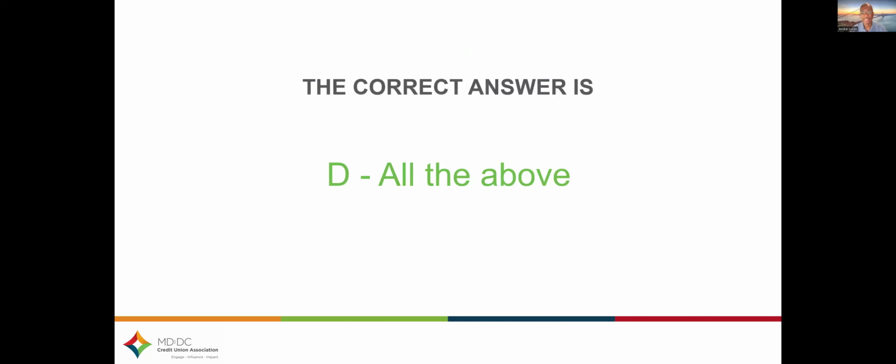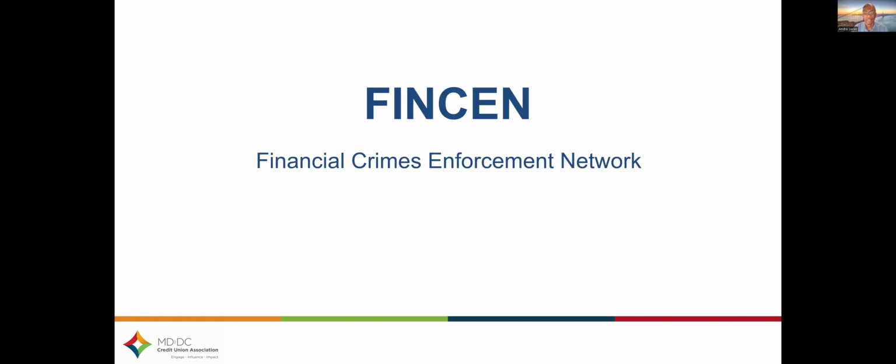And the answer is D, all of the above. So I'm quite sure everybody got that one right. CTRs, they've been around for a minute. All right, the Financial Crimes Enforcement Network, FinCEN, another division of the Treasury, another one that carries the big guns.